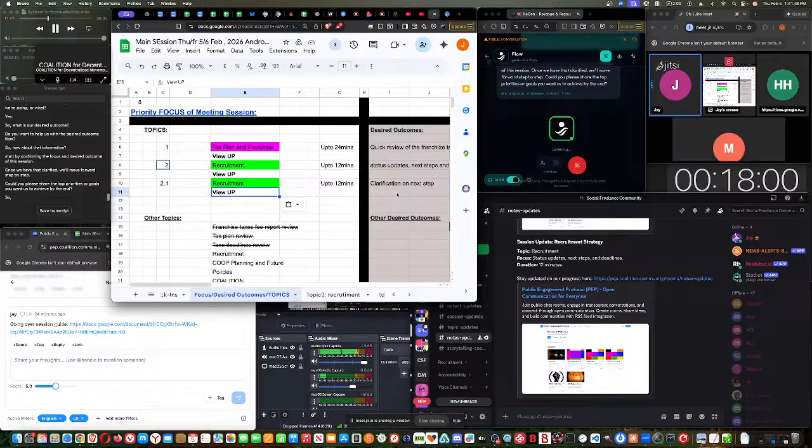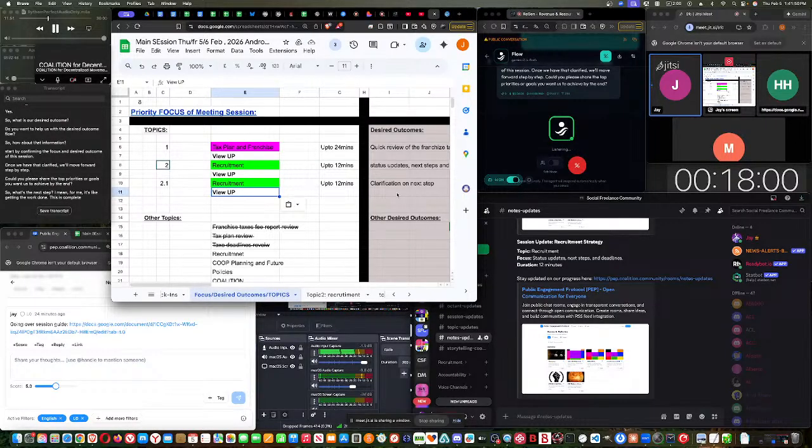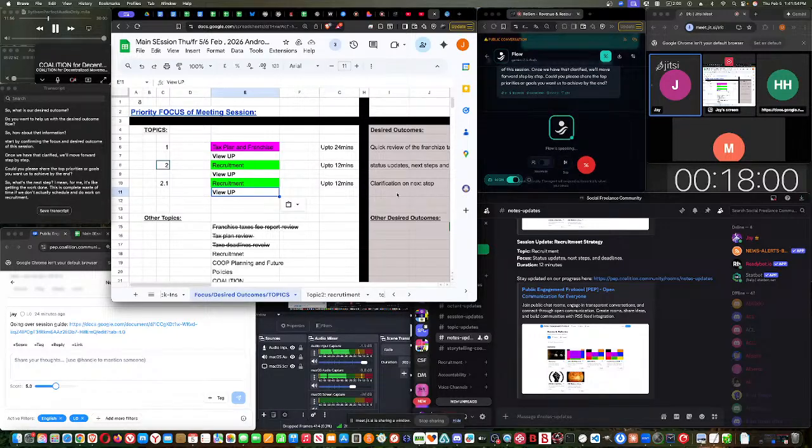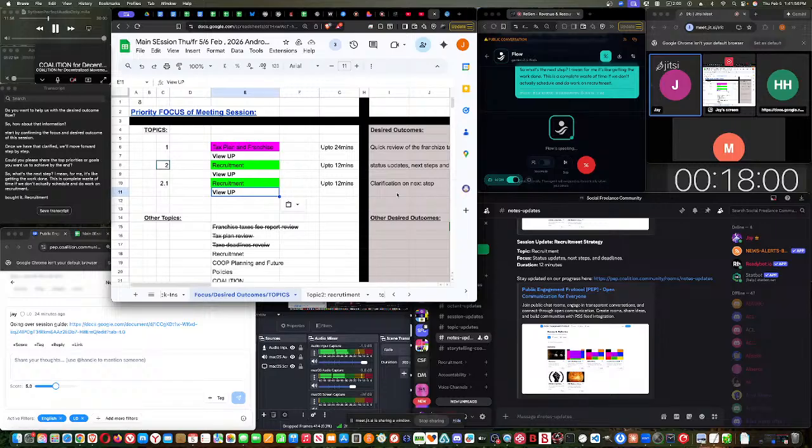So what's the next step? I mean, for me, it's like getting the work done. This is a complete waste of time if we don't actually schedule and do work on recruitment. Got it. Recruitment work is the priority.